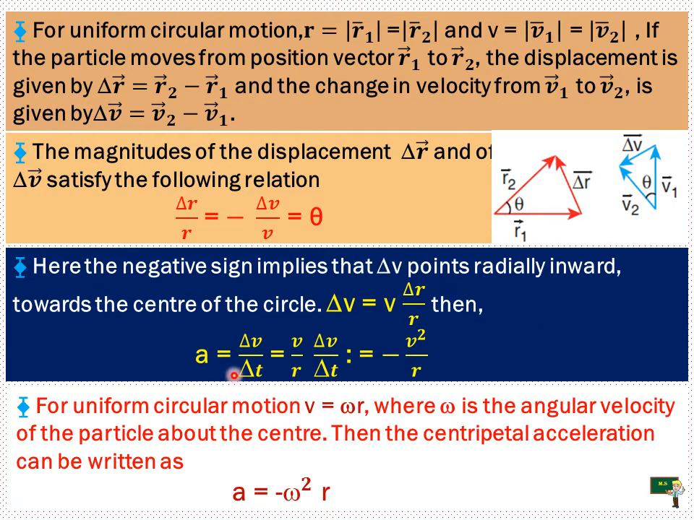Then acceleration is equal to del v by del t, as you know, change in velocity divided by time, which is v by r into del r by del t, which is equal to v square by r. For uniform circular motion, v is equal to omega into r, where omega is the angular velocity of the particle about the center. Then the centripetal acceleration can be written as a is equal to minus omega square into r.